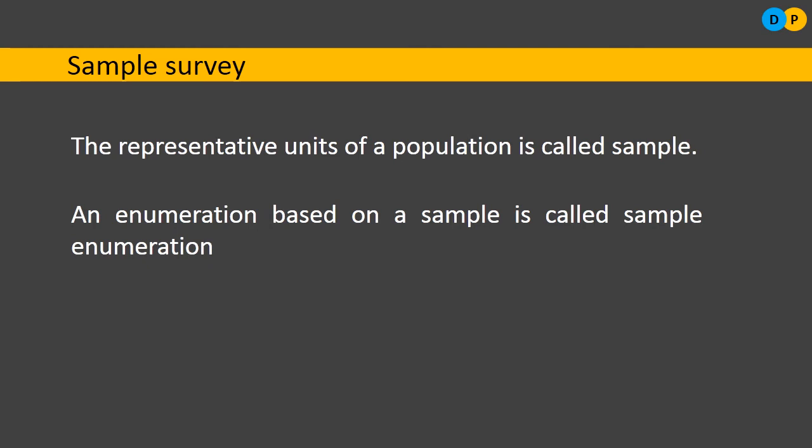Interestingly, nowadays there is a survey referred to as the Sero survey. The Sero survey has come up with evidence that almost 27% of Indians have developed antibodies to fight against coronavirus. So this is a sample survey. A survey done on a small number of representative units of a population is referred to as a sample survey.